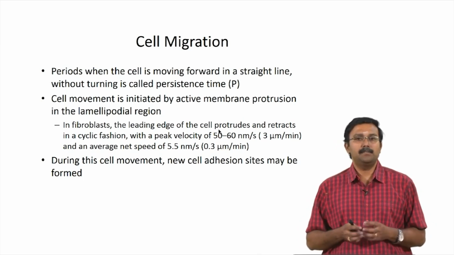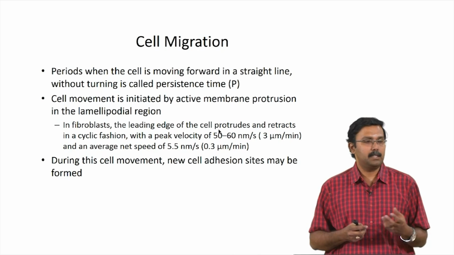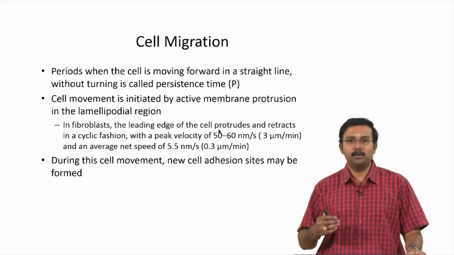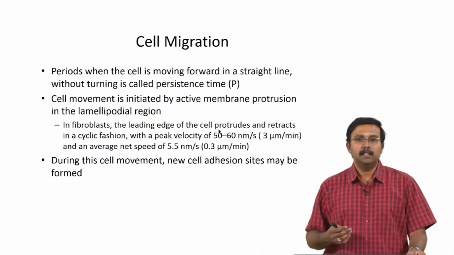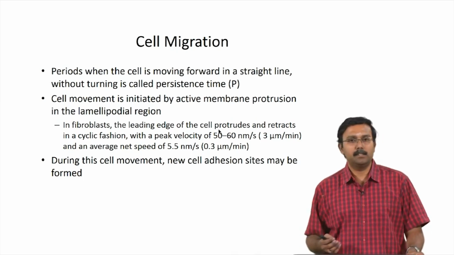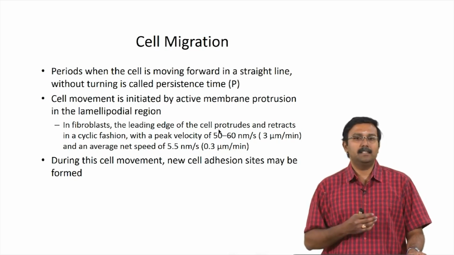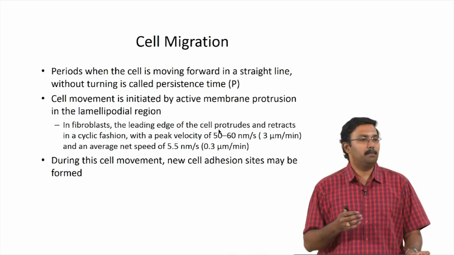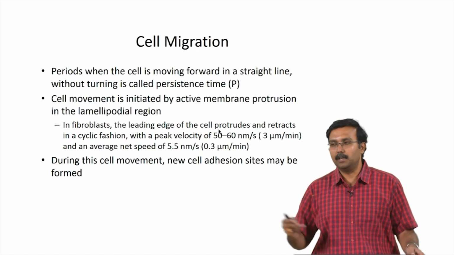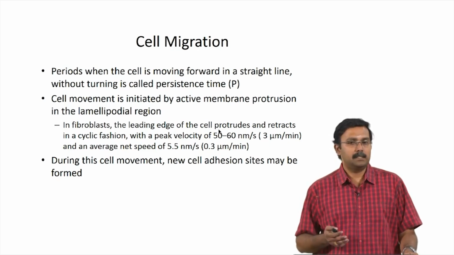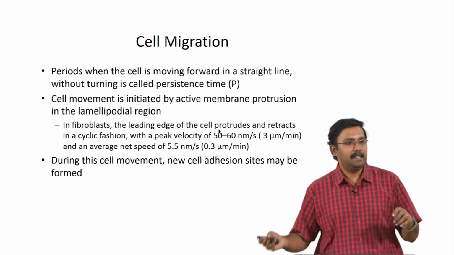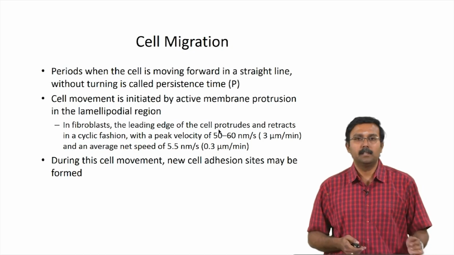The cell movement itself is initiated by active membrane protrusion in the lamellipodial region. In case of fibroblasts, the leading edge of the cell protrudes and retracts in a cyclic fashion. Basically the peak velocity it can reach is about 50 to 60 nanometers per second, and it averages a net speed of 5.5 nanometers a second. That is the rate at which they usually move. During this cell movement, new cell adhesion sites have to be formed, right. Only then the cells can leave the previous adhesion site and go to the new adhesion site.